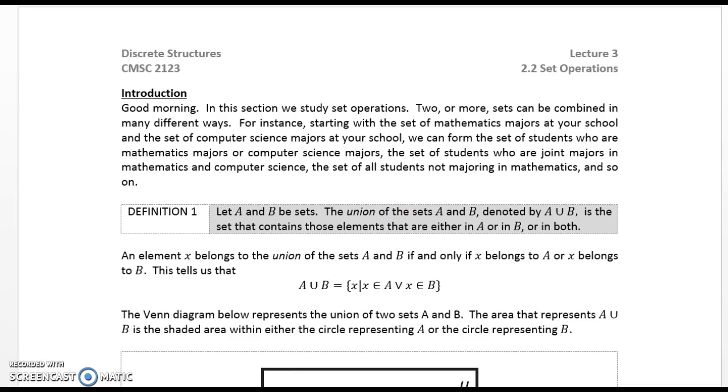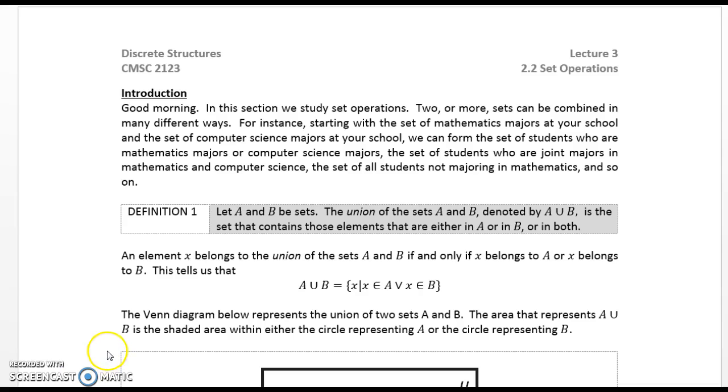Definition 1. Let A and B be sets. The union of the sets A and B, denoted by A union B, is the set that contains those elements that are either in A or B, or both. Note that the union operator is similar to the conjunction operator, AND, when we have propositions, but not the same. This is an example of types. The union operator is applied to sets, and the AND operator is applied to propositions.